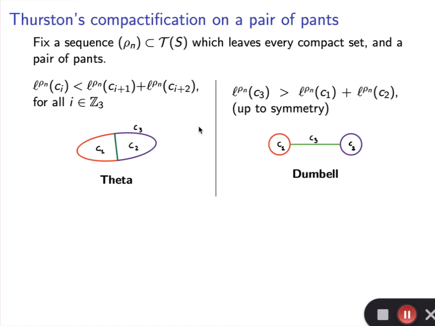boundary curve of the pair of pants which is growing faster than the sum of the other two. And so in this case, your limiting action is an action on a dumbbell. So for instance, for C3, the curve that is growing faster, the length function is described by moving along this middle segment, and then doing a loop around the dumbbell, then going back on this middle segment, doing a loop around the other dumbbell. These are like weighted graphs with length function attached to each edge, and that's a way to describe it combinatorially.